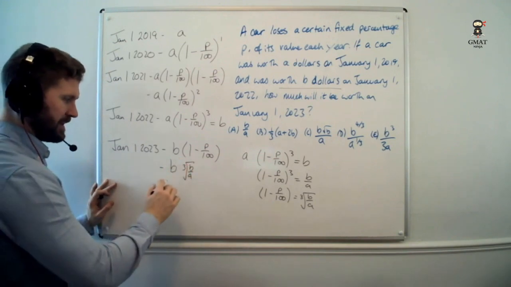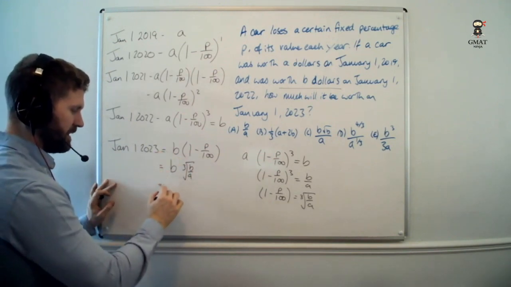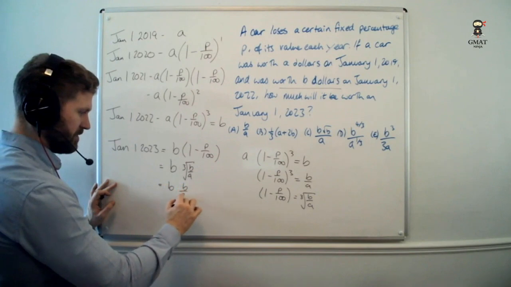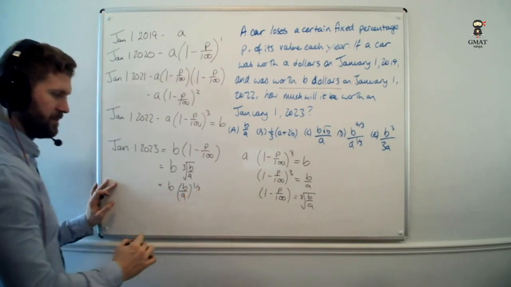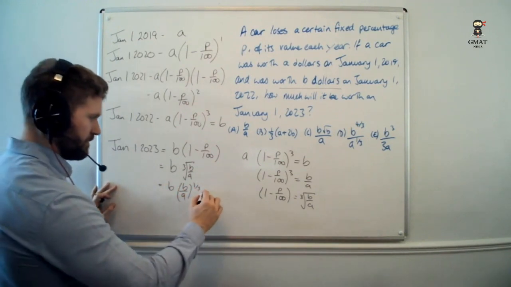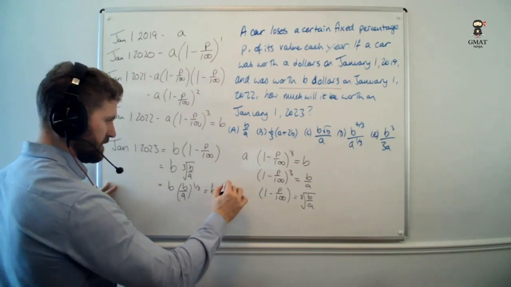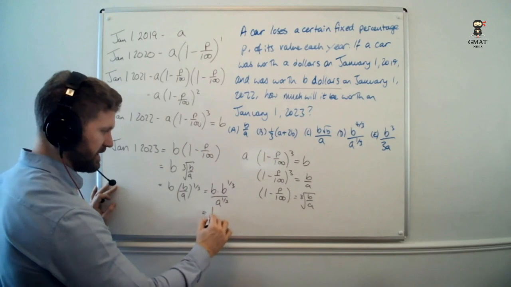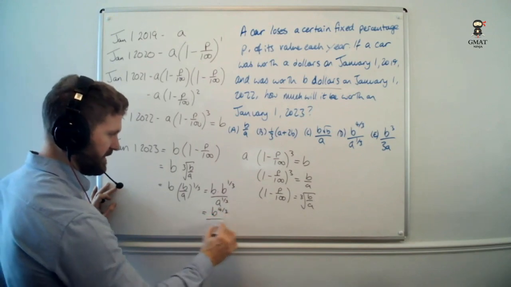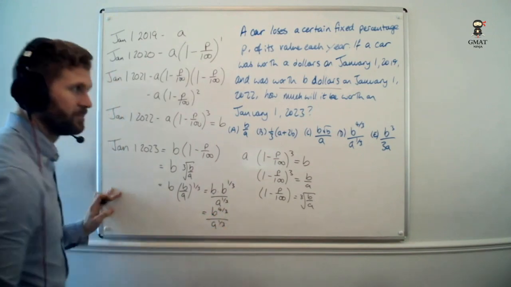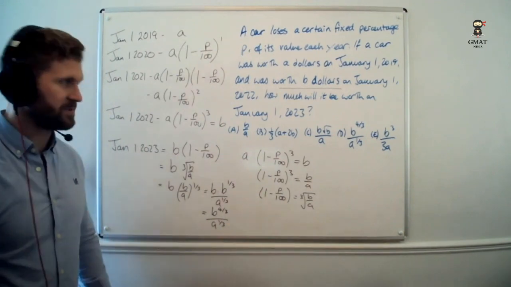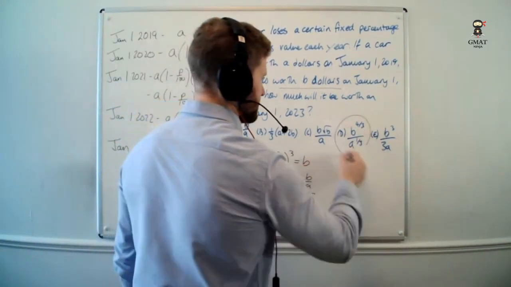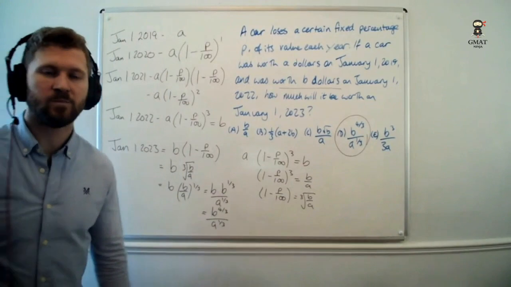Now I can rewrite that cube root of B over A as B times B over A all to the power of a third, which is B times B to the third all over A to the third, or simplifying the exponents there, B to the power of 4 over 3 over A to the power of a third, which, comparing it to the answer choices, means that the answer here is D.